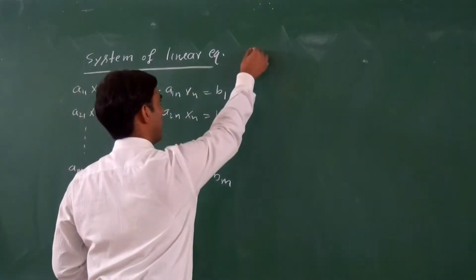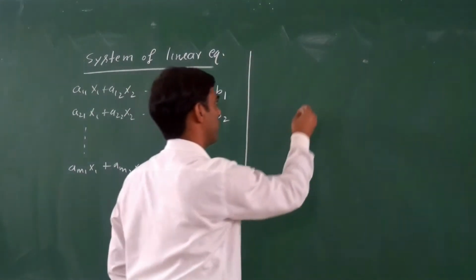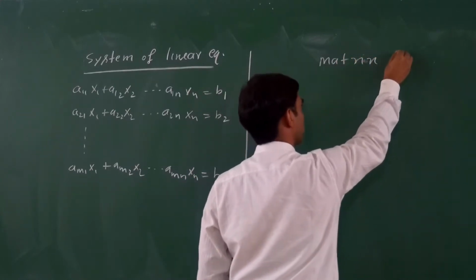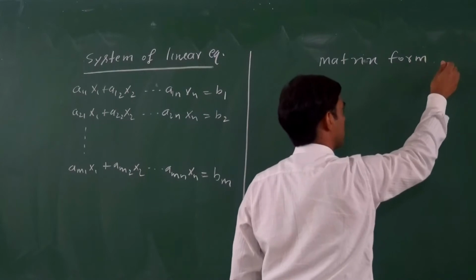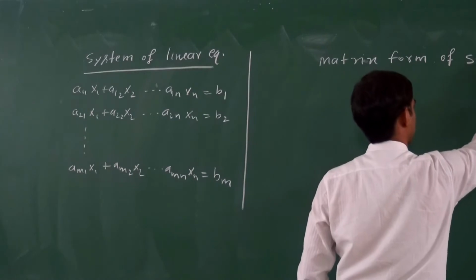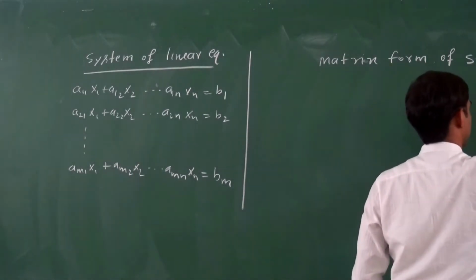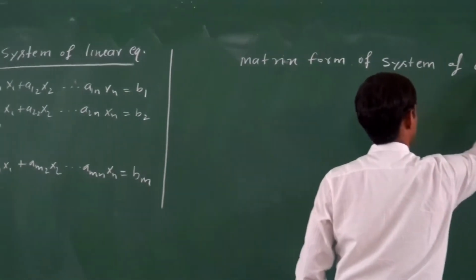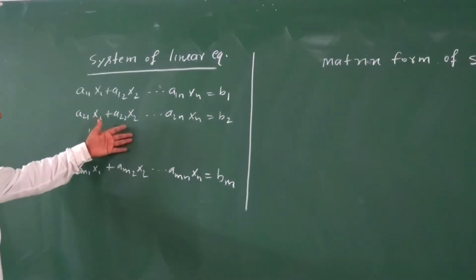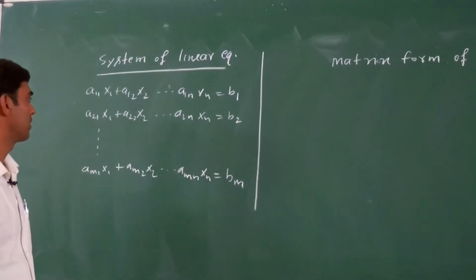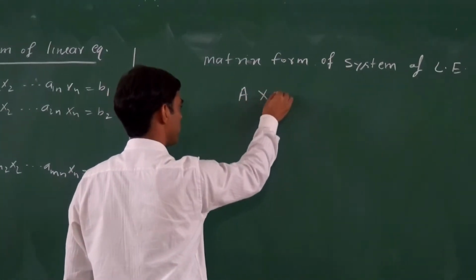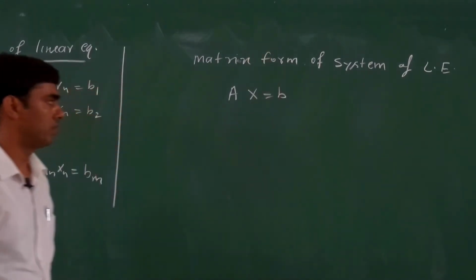Now, the matrix form of a system of a linear equation. Matrix form means how we write this system of a linear equation in the form of a matrix. So, the matrix form of a linear equation is Ax equal b.